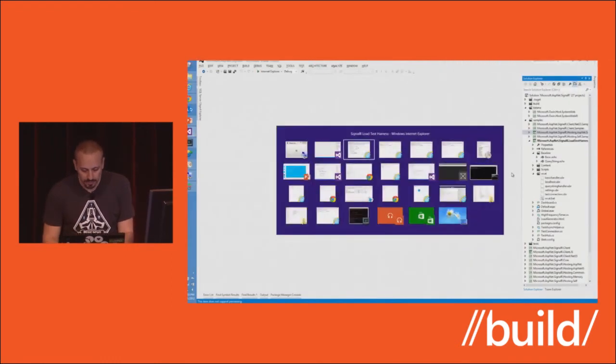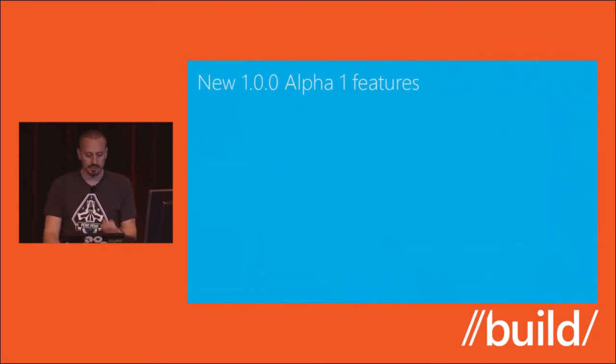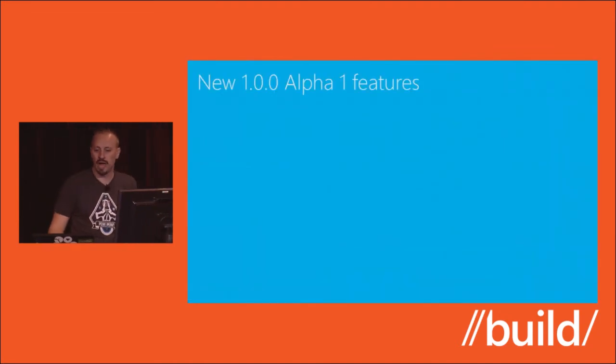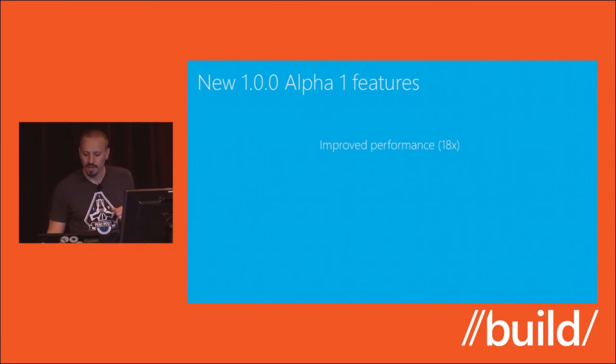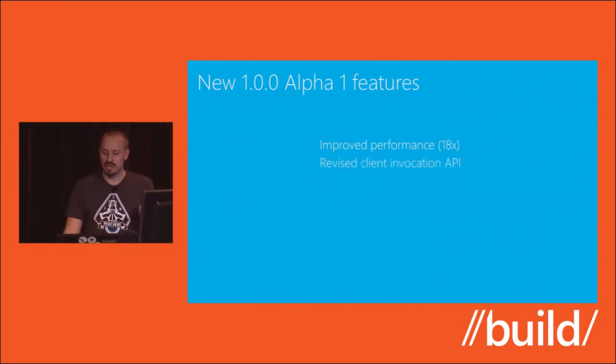OK, so you can grab those right now out of the source. So new features for Alpha 1. Improved performance, we talked about that. Revised client invocation API, you would have seen that. Hub authorization, this was an oft-asked-for feature.